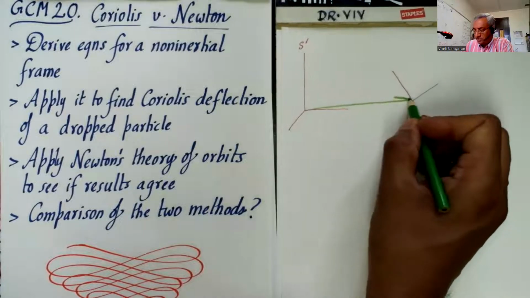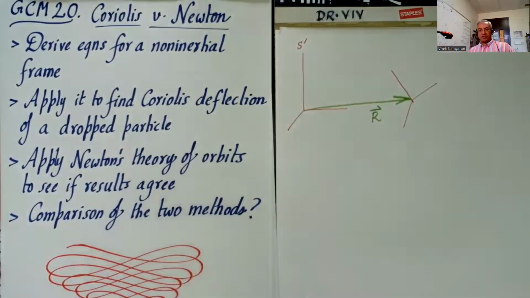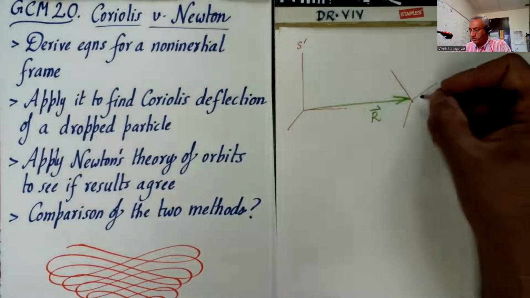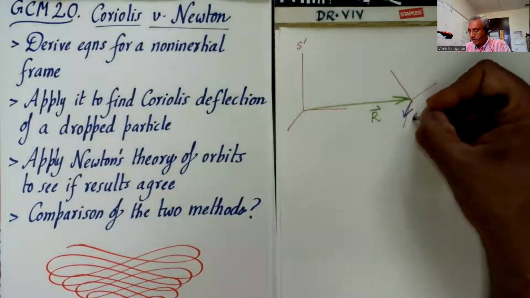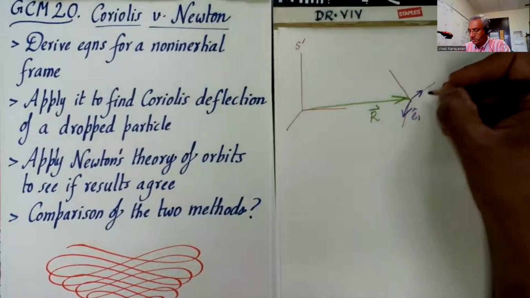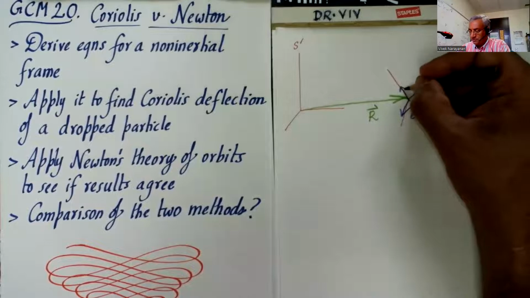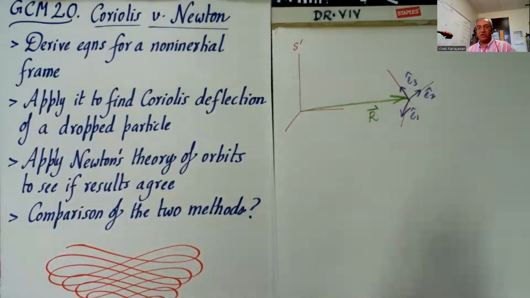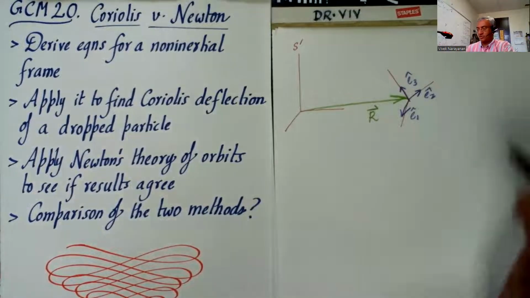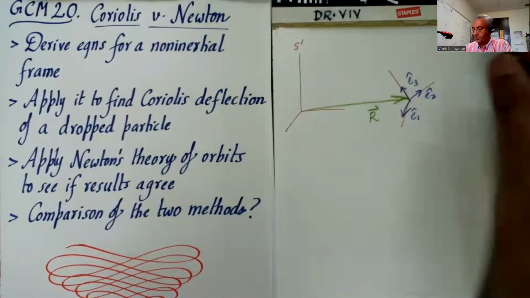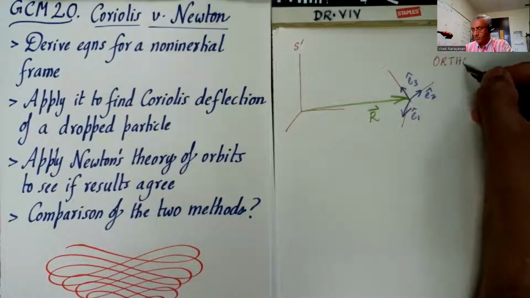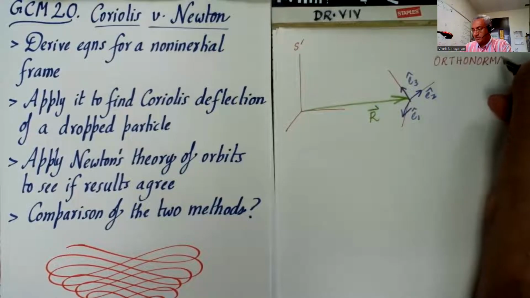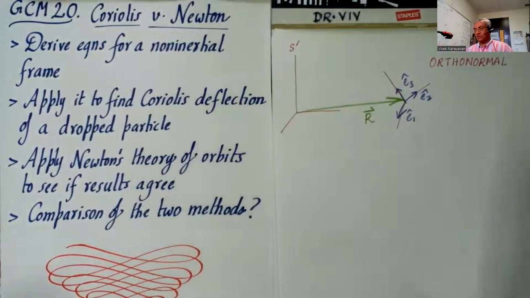So there's a translation vector, capital R, that relates the two origins. And then the unit vectors in this frame will be called E1, E2, and E3. Now, for convenience and simplicity, we'll assume these frames are both orthonormal reference frames. In fact, we will use orthonormality in an essential way to derive the equations.